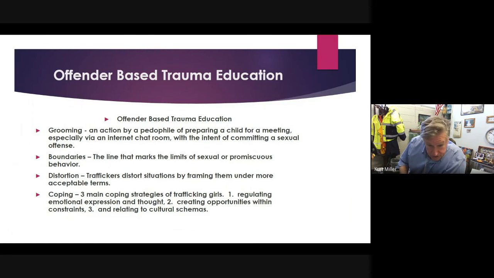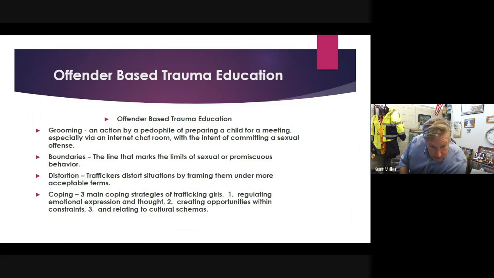Traffickers distort situations by framing them under more acceptable terms. Well, just think of this as a date, or think of this as somebody your age, or whatever. They try to distort that and kind of fool the child into thinking that, again, this is kind of normal. And again, our press and our social media tend to fall in line with some of that.